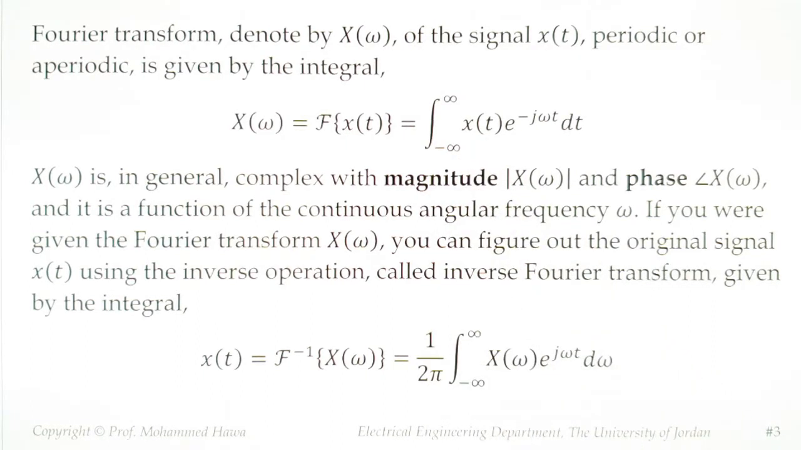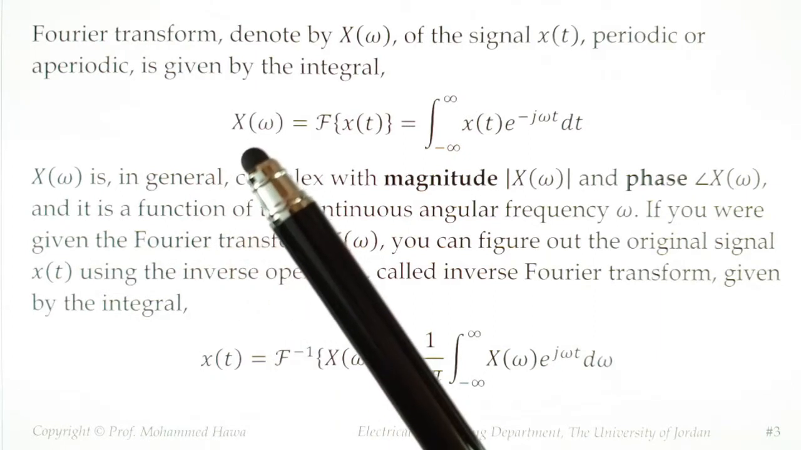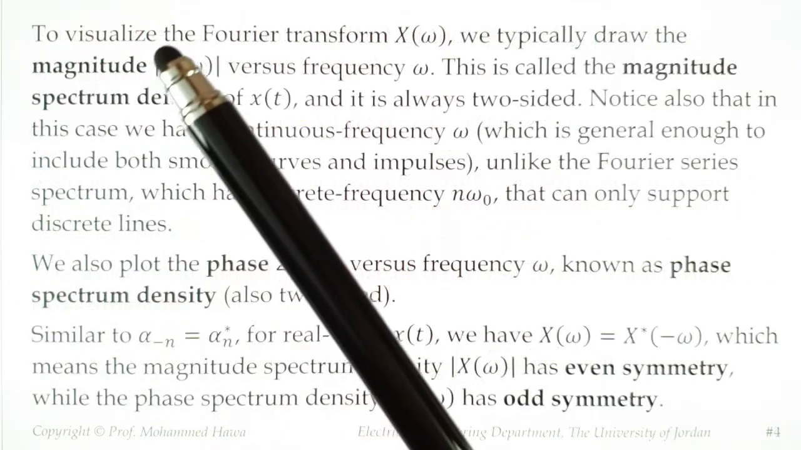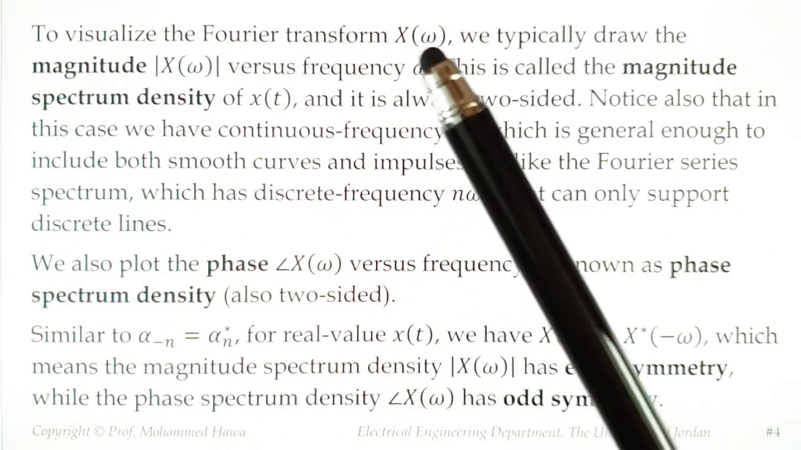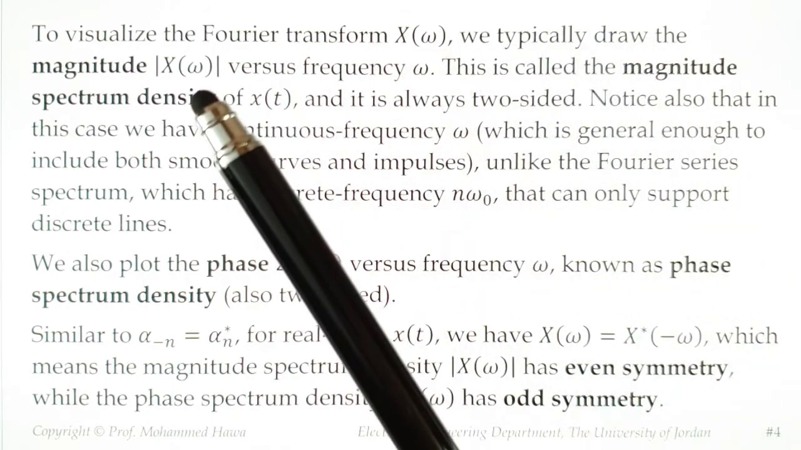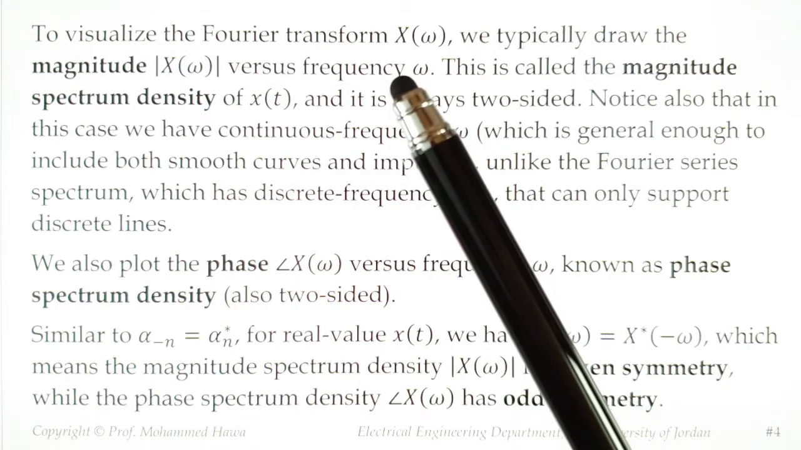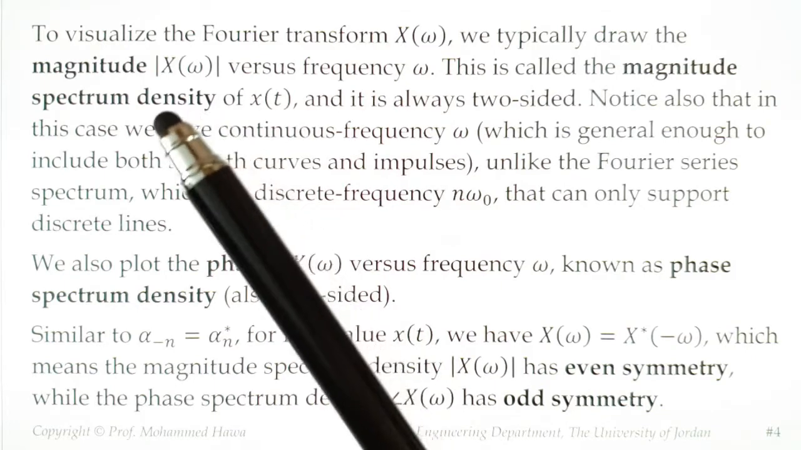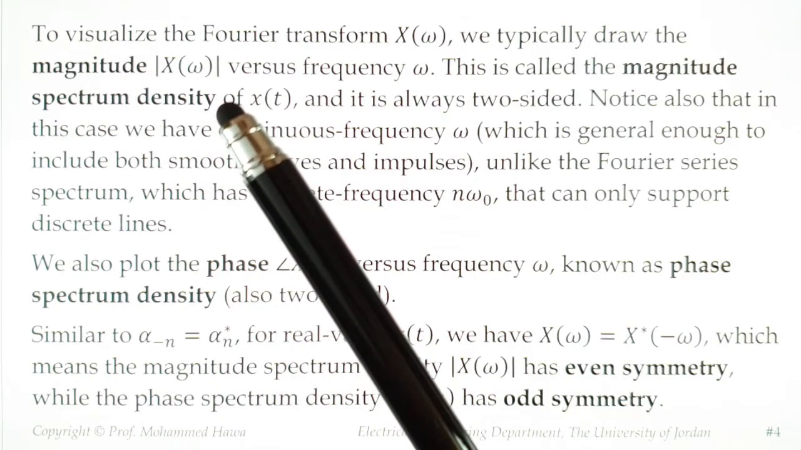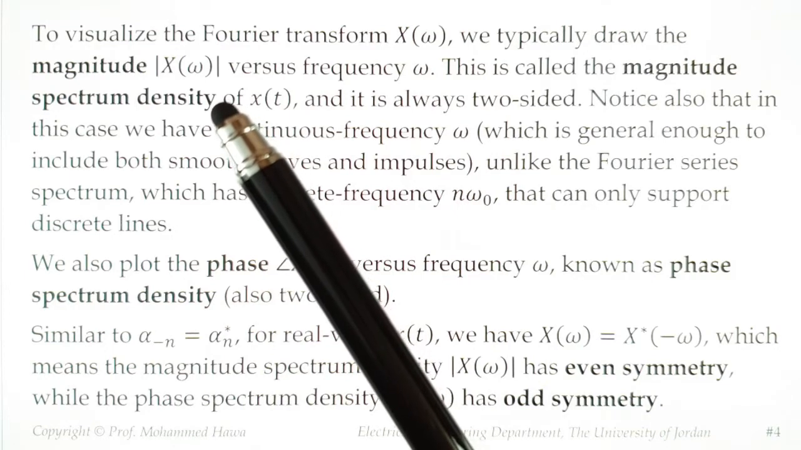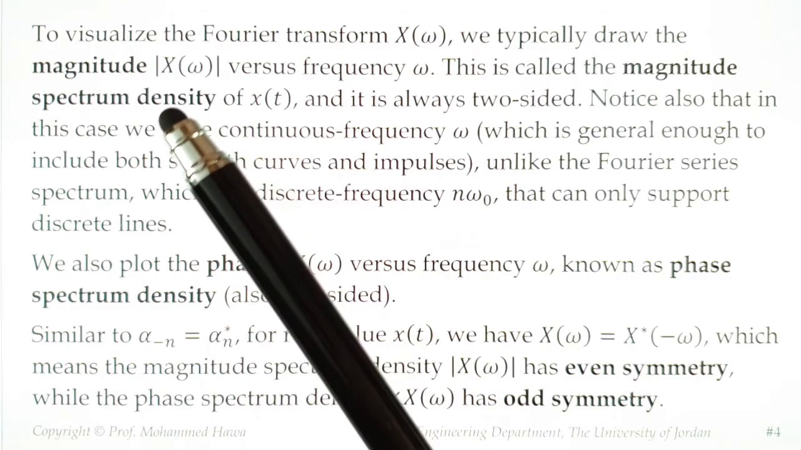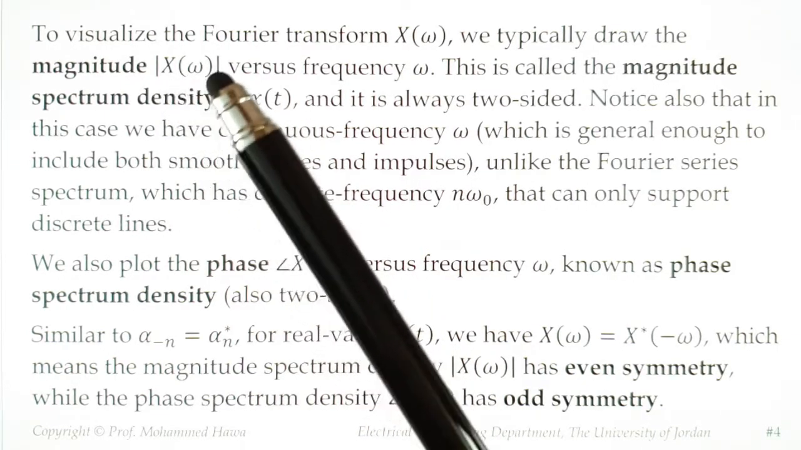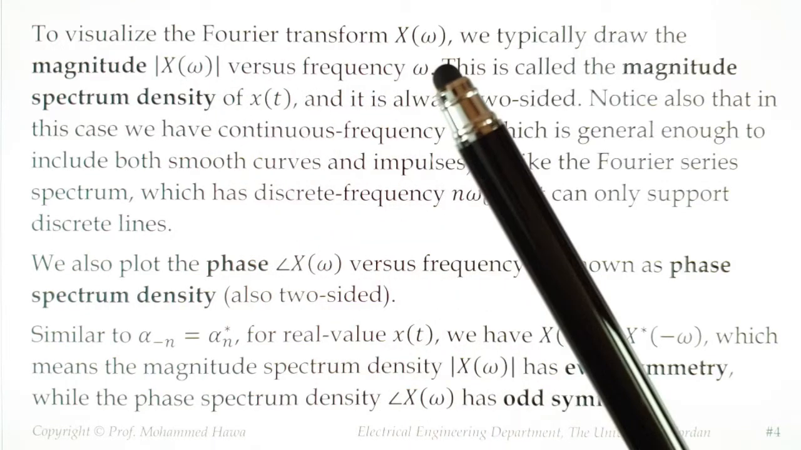Please remember that in many cases, after we calculate X of omega via this integral, we'd like to visualize it graphically. And the way we visualize the Fourier transform capital X of omega is by drawing the magnitude of this complex number versus frequency omega, which we call the magnitude spectrum density of x of t. Notice the word density here. Magnitude spectrum is something we talked about in Fourier series. For Fourier transform, we have a slightly different name, which is magnitude spectrum density of x of t. That's the magnitude of X of omega versus the angular frequency omega.